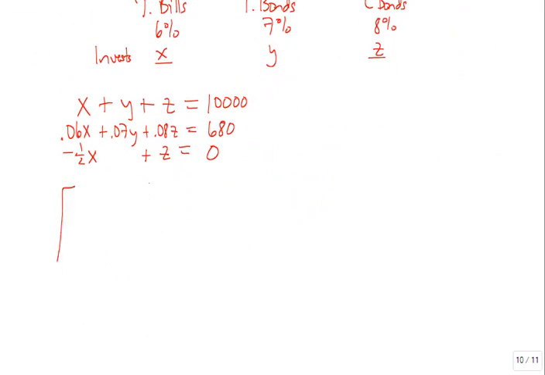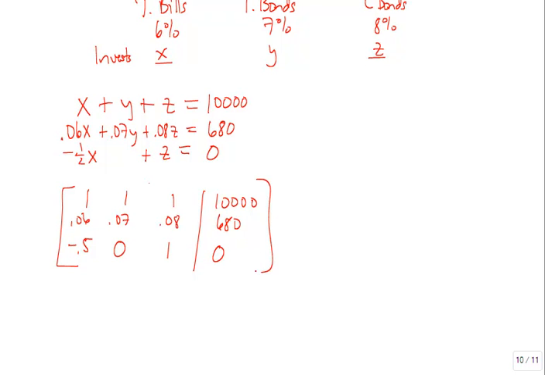So this is going to become the matrix 1, 1, 1, 10,000, 0.06, 0.07, 0.08, 680. Since I'm using decimals there, I'm going to go ahead and use a decimal for this negative 1/2. So negative 0.5. There's no y in that third equation, so it's a 0, and then a 1, and then that's equal to 0. This has 3 rows and 4 columns, so it's a 3 by 4 matrix. So this is what we're going to type into our calculator for matrix A.